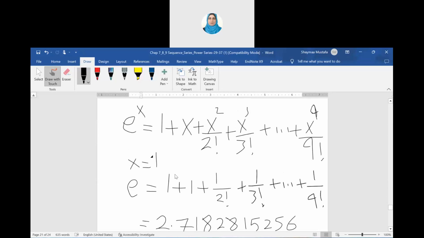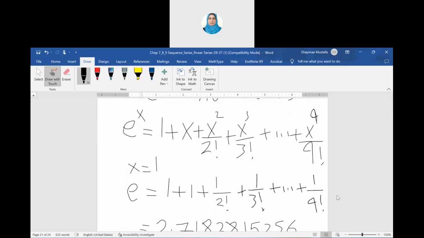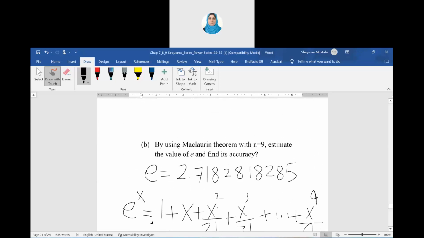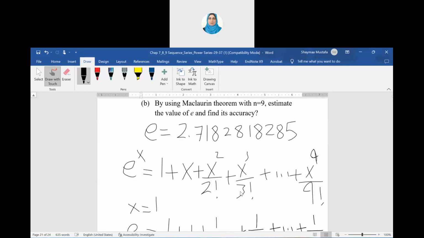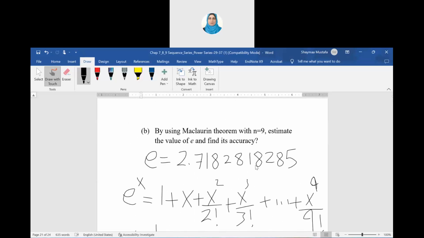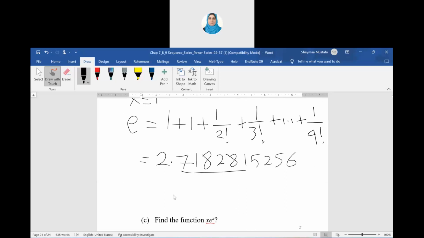Now if you compare the calculator result directly with your summation using the Maclaurin series, the first 6 decimals are the same: 718281. Here, 718281. The error starts from the 7th decimal, which means that we have a high accuracy of the result.